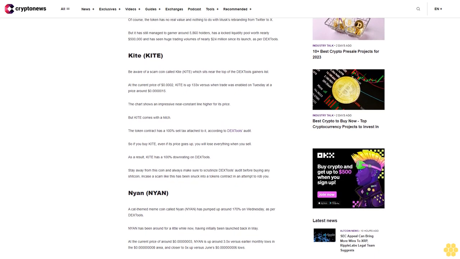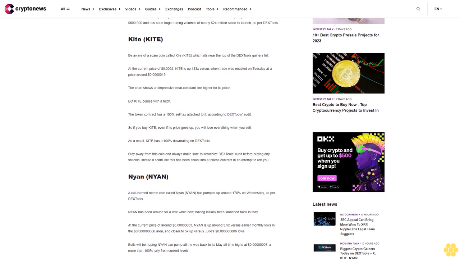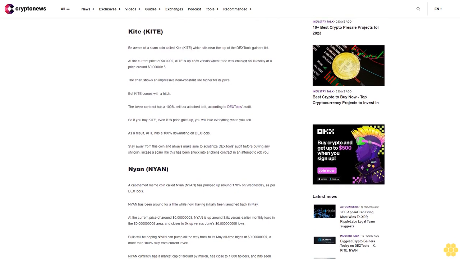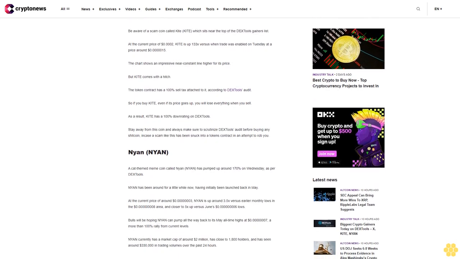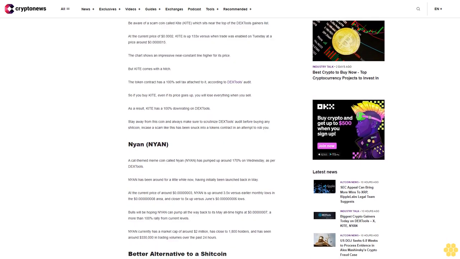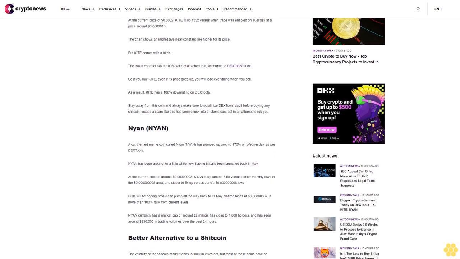Of course, the token has no real value and nothing to do with Musk's rebranding from Twitter to X, but it has still managed to garner around 5,860 holders, has a locked liquidity pool worth nearly $500,000, and has seen huge trading volumes of nearly $24 million since its launch, as per DEXTools.